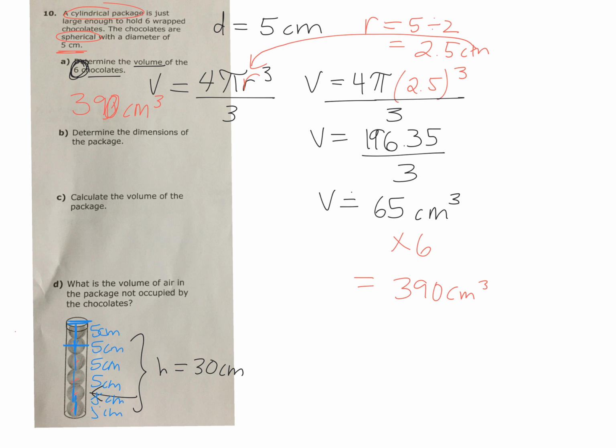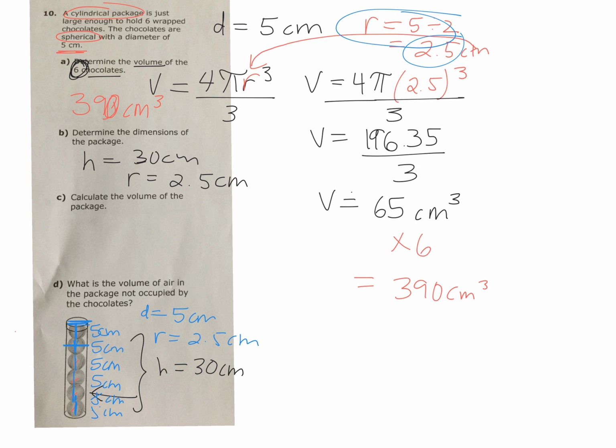And what is the diameter of the cylinder? That's the radius. So the diameter is 5 again. And we know the radius has to be 2.5. So determine the dimensions of the package. We know the height is 30 centimeters and the radius is 2.5 centimeters.